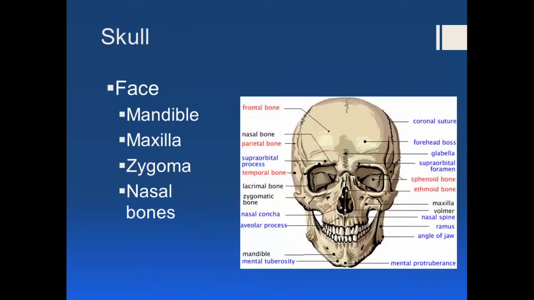So some important areas in the face. The mandible, again, is the fancy word for the jaw. The maxilla are the cheeks right here. The zygoma, or the zygomatic bone, is this back here. And the nasal bones are kind of right up in here. You'll notice that this is it for the nasal bones. There's actually no bone here. Most of your nose is squishy cartilage.